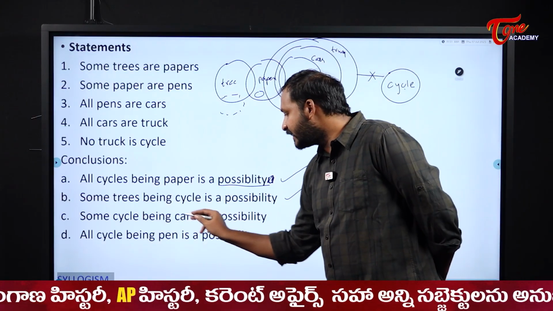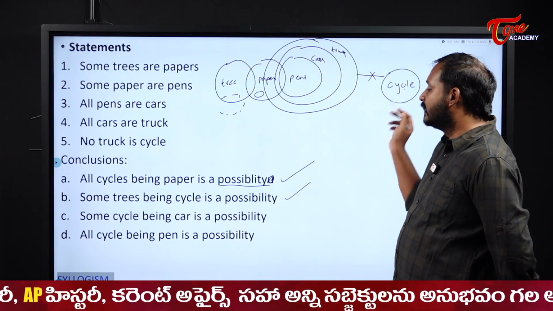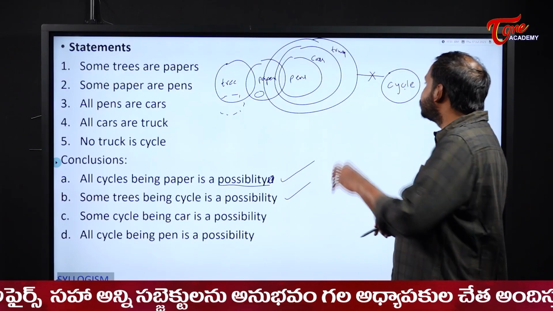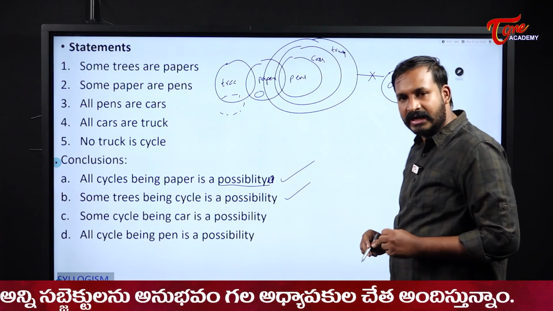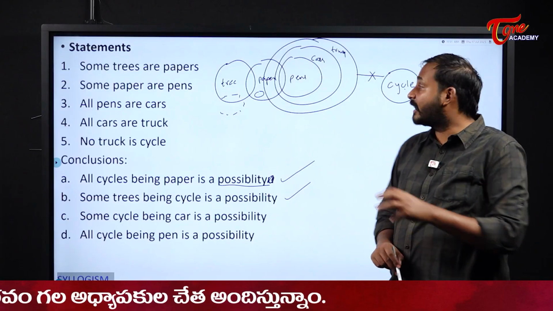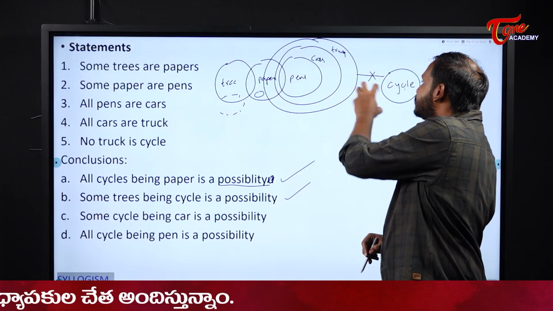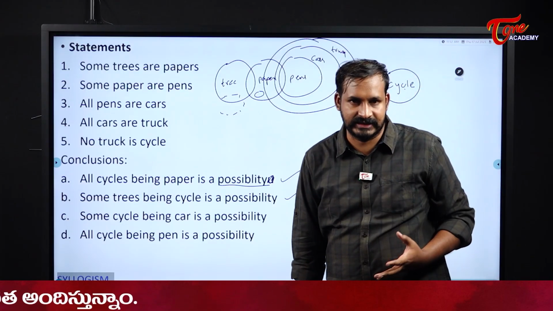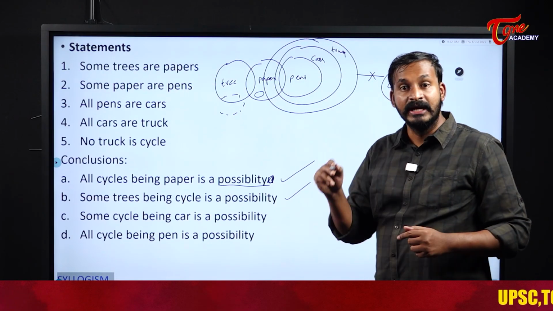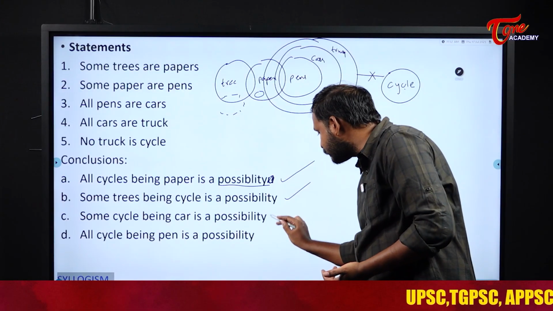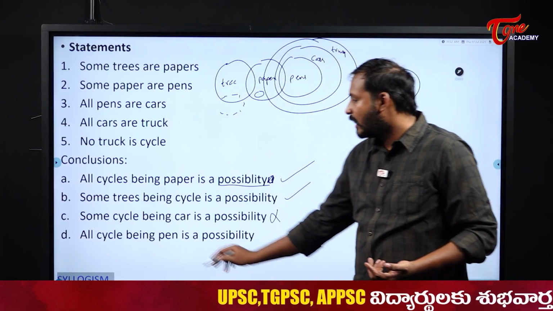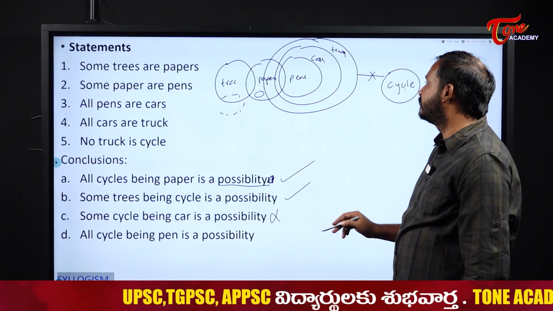Next, some cycle being car is a possibility. Now see here students, according to the basic diagram, that is false. Is it possible for me to draw the cycle with car? No. If I try to draw the cycle with car, my cycle is intersecting with trucks, which is against my given statements, right? So here alternate is not possible. If alternate is not possible, this becomes false.